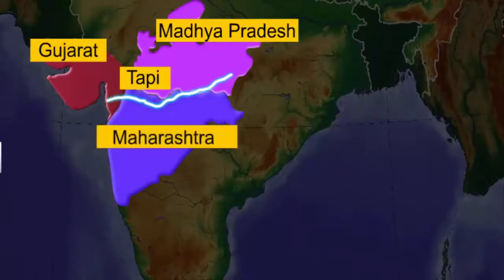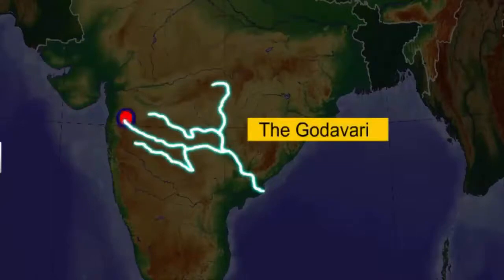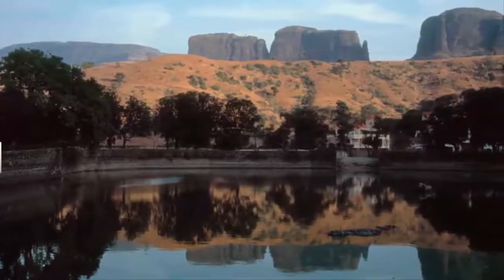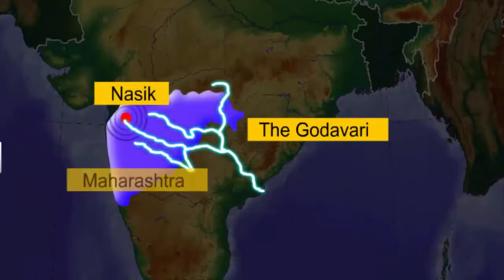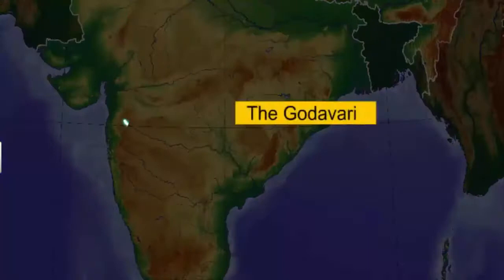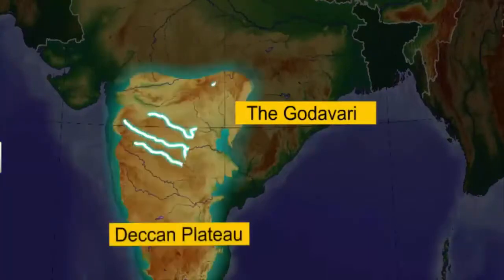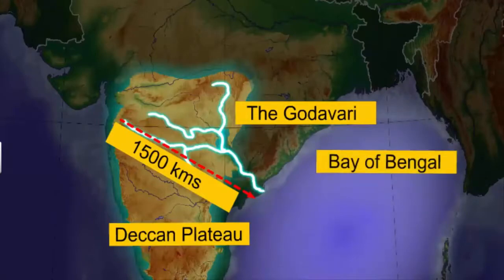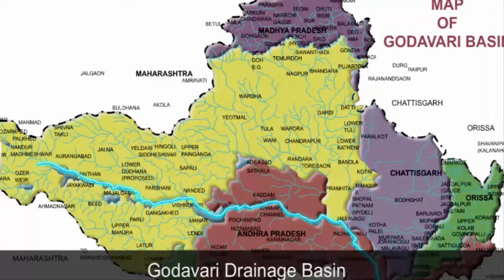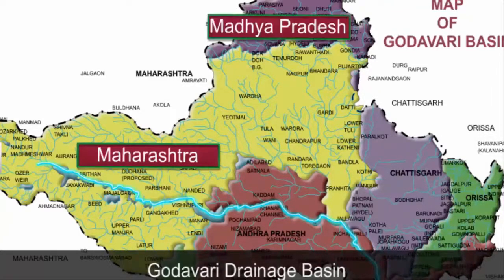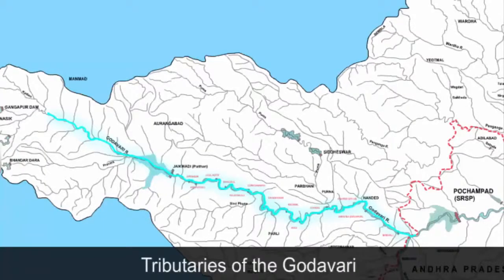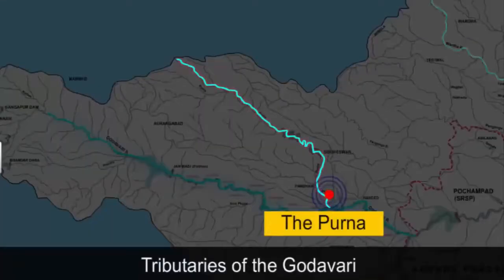The Godavari is the longest and the largest peninsular river. It starts from Trimbak, located in Nasik, district of Maharashtra. From here, it flows across the Deccan Plateau for about 1,500 kilometers to drain into the Bay of Bengal. The Godavari drainage basin spans across the states of Maharashtra, Madhya Pradesh, Orissa, and Andhra Pradesh. The tributaries that strengthen the Godavari are the Purna, the Vardha, and the Pranhita.